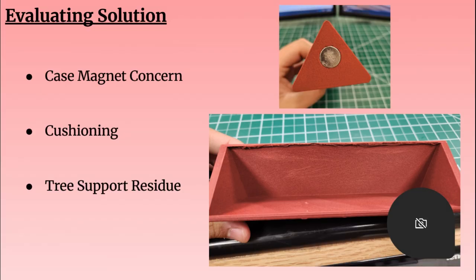The last issue with the glasses case is the tree support residue. For some reason, during the printing of the new case piece, the top corner of the case piece spaghettied. Though, like the magnet issue, there's an easy fix with the use of sandpaper and melting the piece smooth with a lighter.